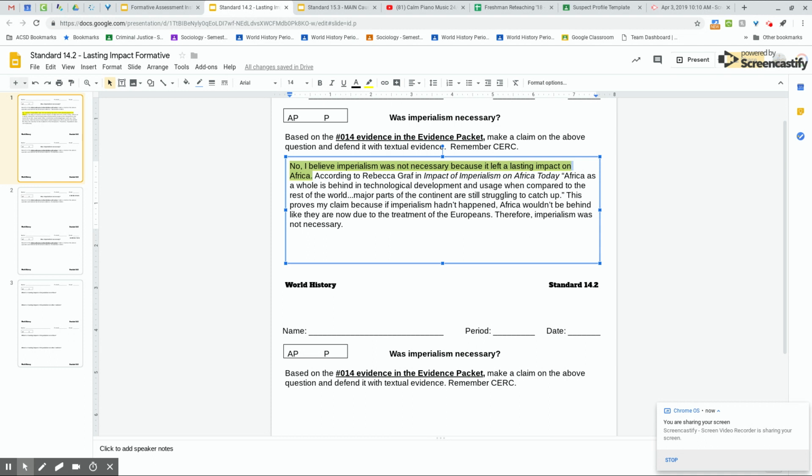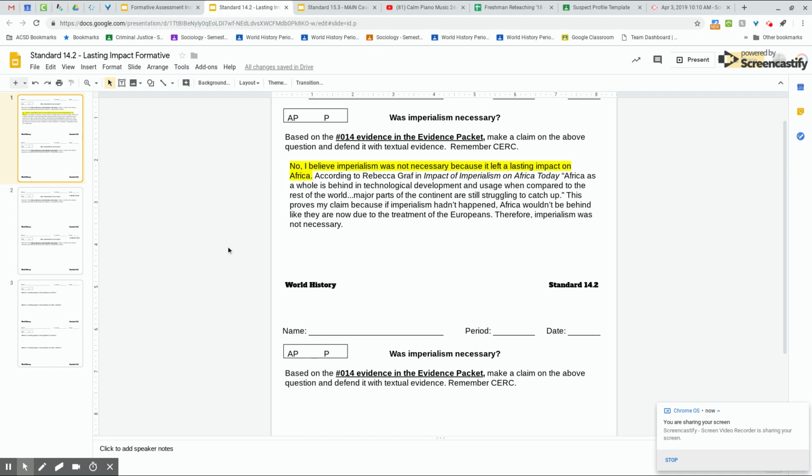And then, like the instructions say, give them a comment. It might be a, hey, good claim. Or it might be a, you don't have an answer to the question.